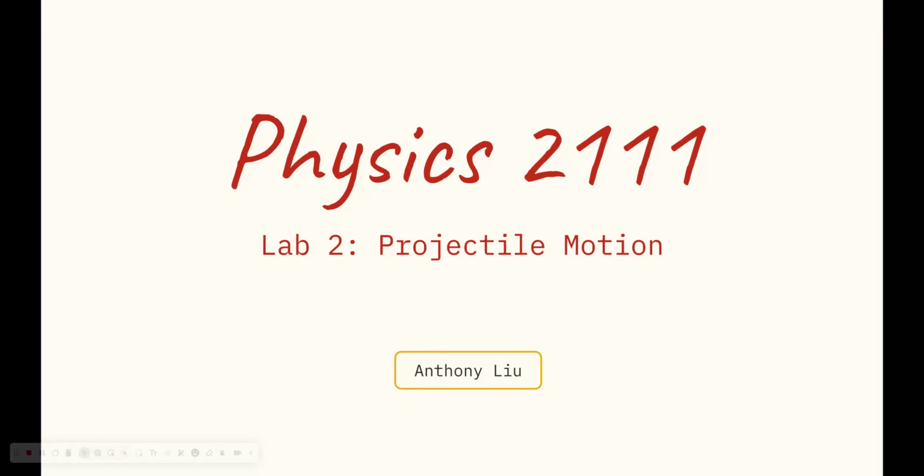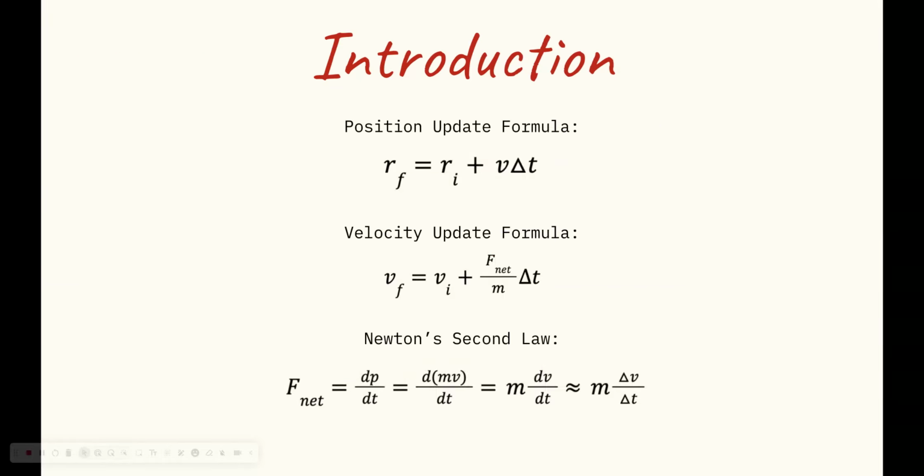This is my lab 2 on projectile motion. This is my table of contents. The purpose of this lab was to analyze how air resistance or drag affects projectile motion. To do this, we use two modeling tools, Tracker and GlowScript.